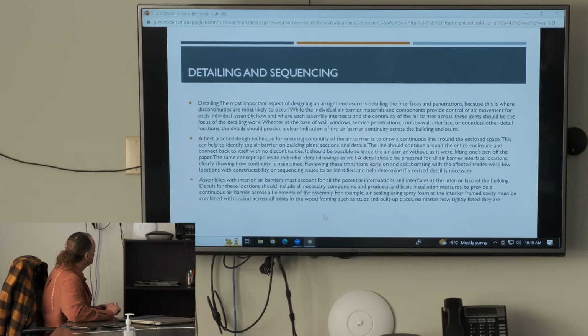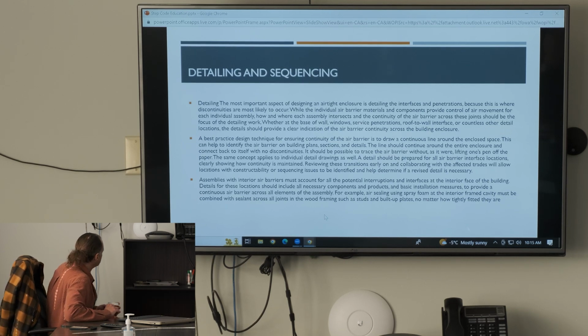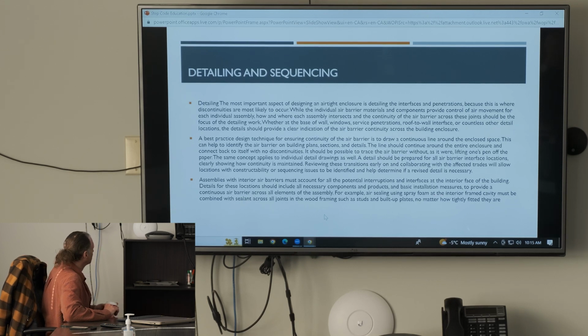A detail should be prepared for all air barrier interface locations, clearly showing how continuity is maintained. Reviewing these transitions early on and collaborating with the affected trades, there we go, collaboration is important, will allow locations with constructability or sequencing issues to be identified and help determine if a revised detail is necessary.